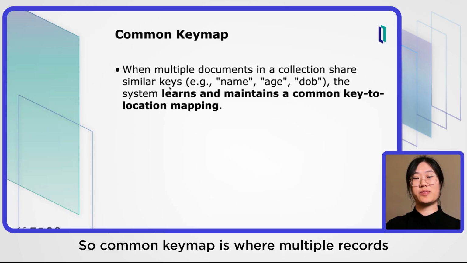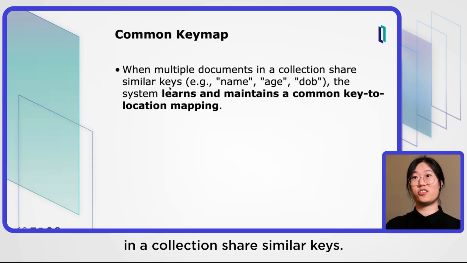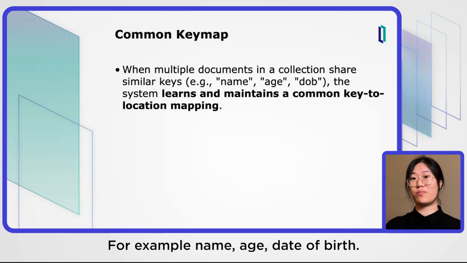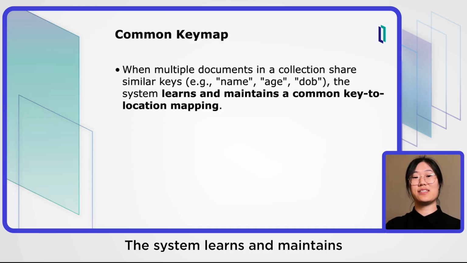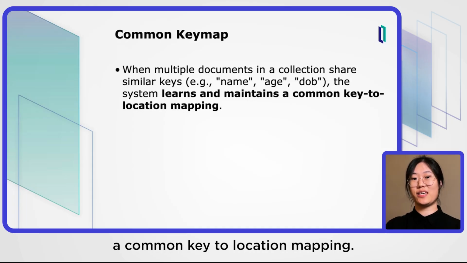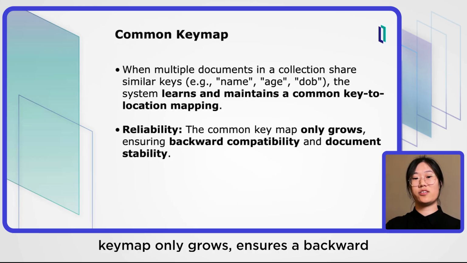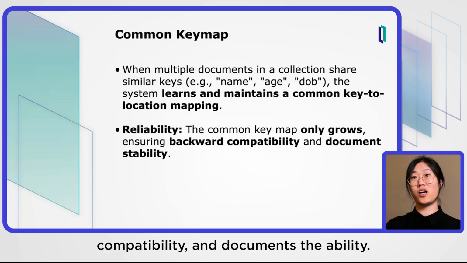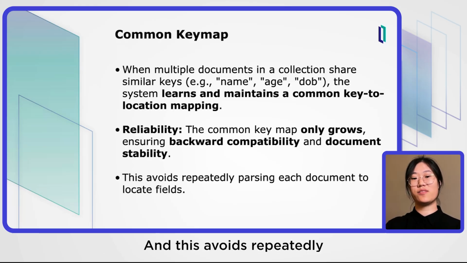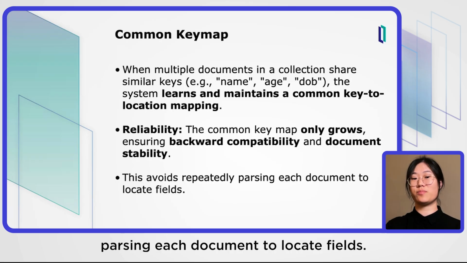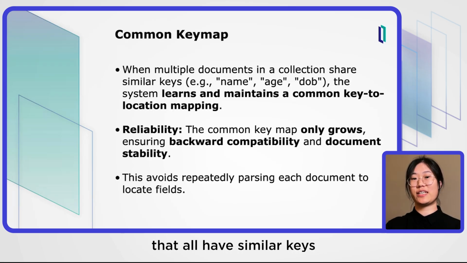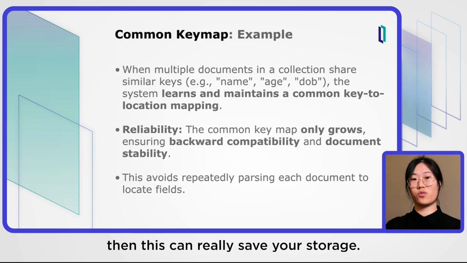So common key map is when multiple records in a collection share similar keys, for example, name, age, date of birth. The system learns and maintains a common key to location mapping. It's also reliable because the common key map only grows, ensuring backward compatibility and document stability. And this avoids repeatedly parsing each document to locate fields. If you have medical records that all have similar keys, then this can really save you storage.